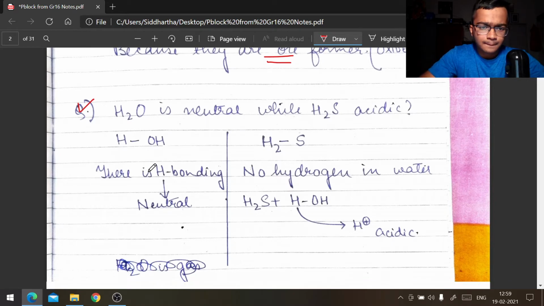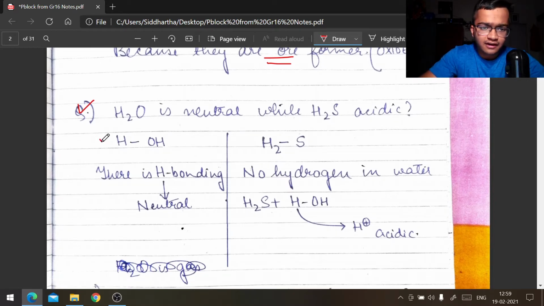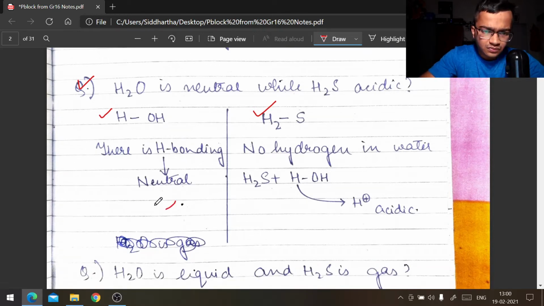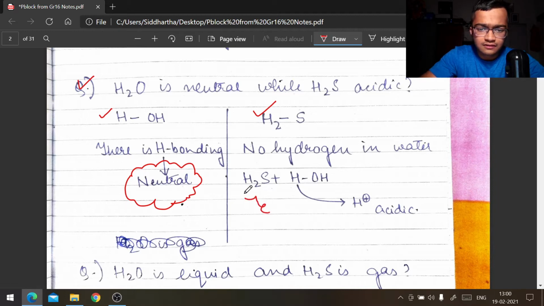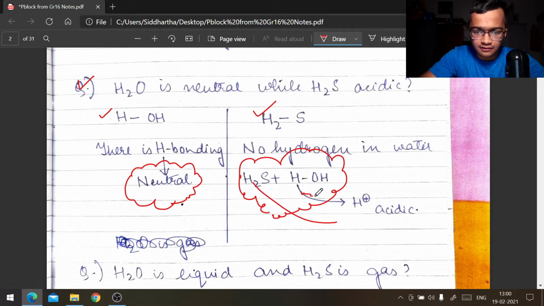H2O can be written as HOH, right, and H2S can be written as H2S. There is hydrogen bonding in water, which keeps it neutral. In H2S, when you dissolve it in H2O, H3O+ is given out, and so this H is acidic.